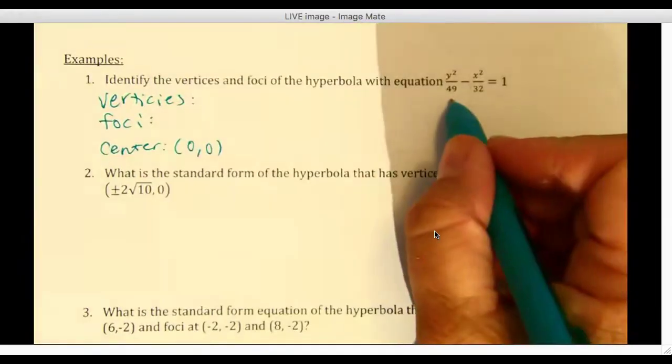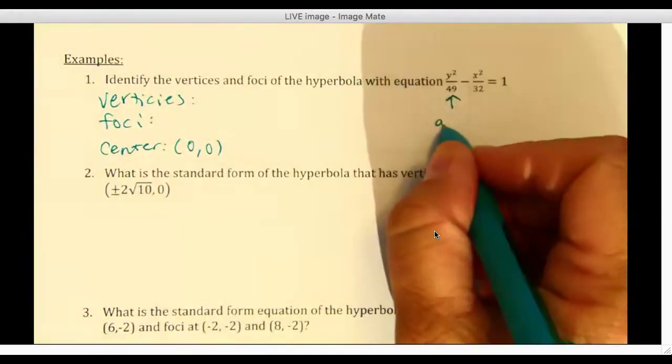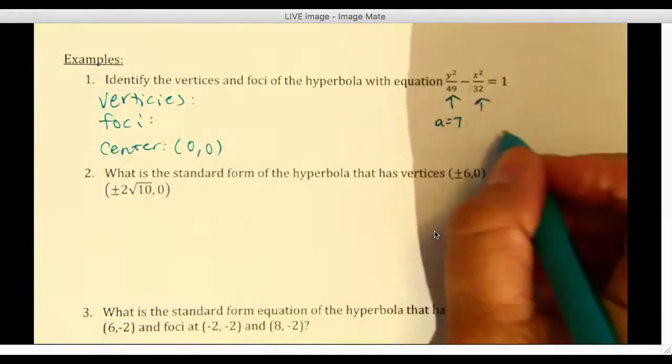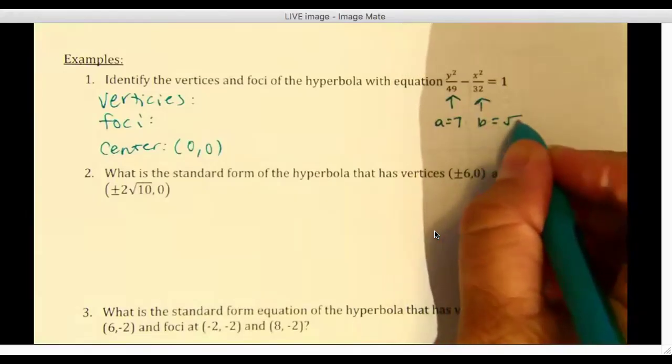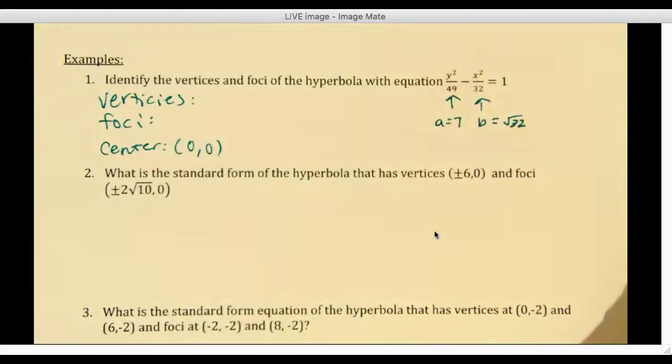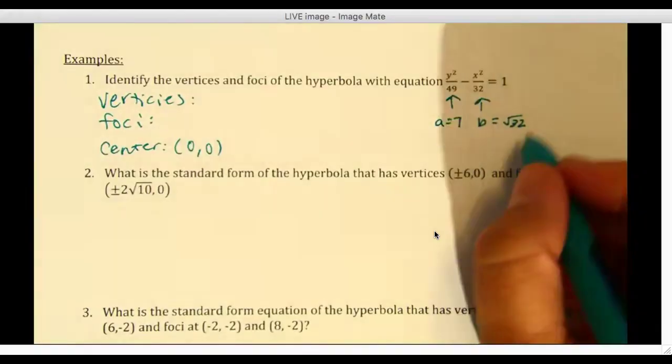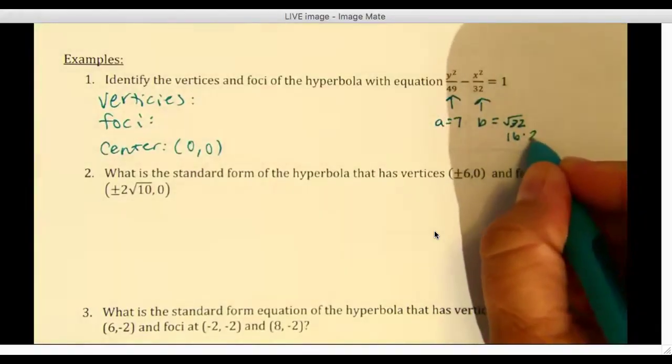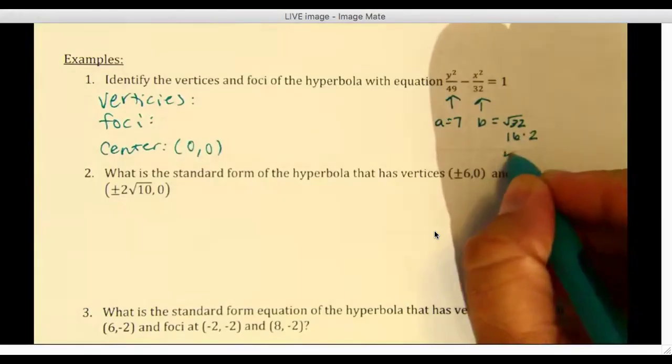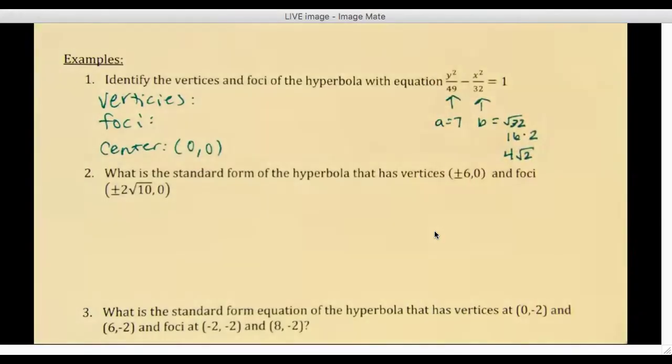My a value is 7, and my b value is the square root of 32, which we don't know the square root of 32. We can simplify that. 32 is 16 times 2, so that would be 4 square root 2.